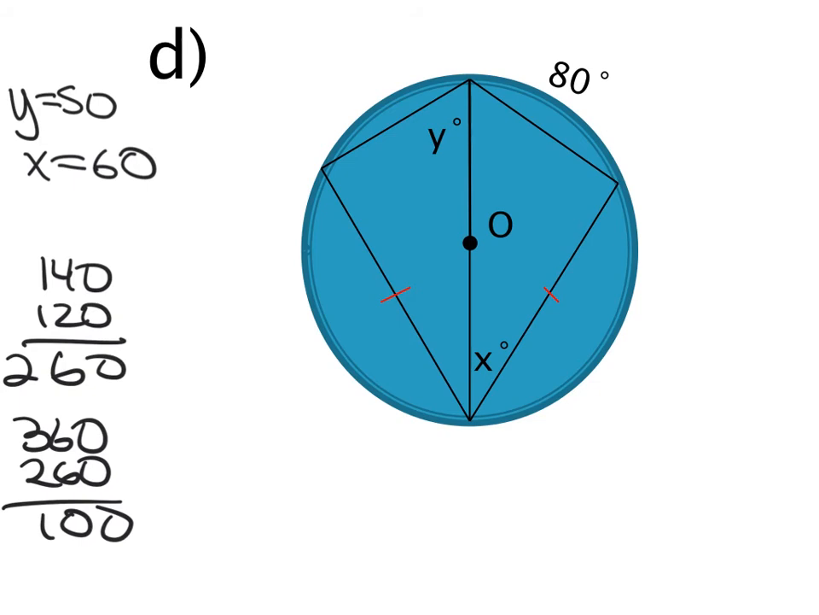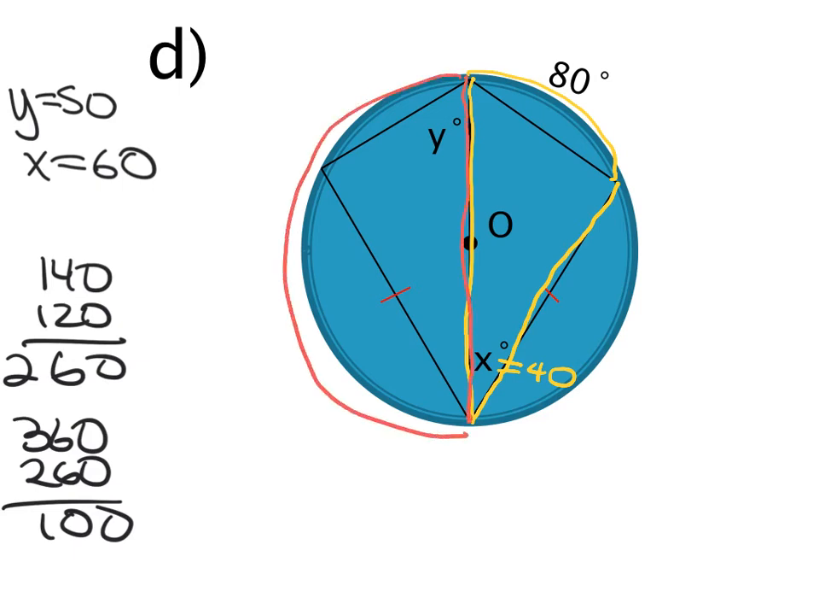All right, so in figure D, notice I have the arc measure for angle X, and it's 80 degrees. So this tells me that X is going to be half of that, and it's 40 degrees. Also realize that this is a diameter, so this would be a semicircle arc.